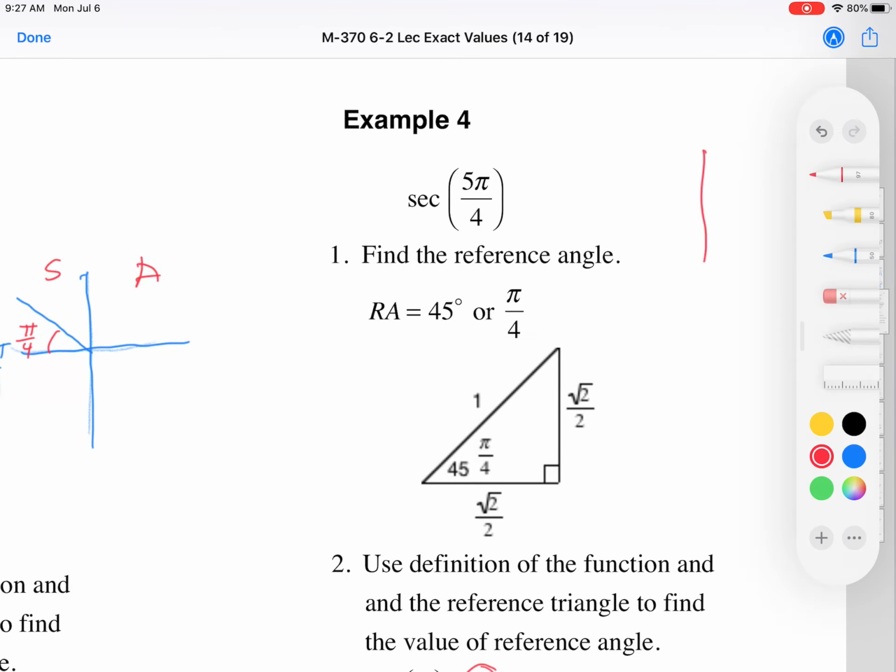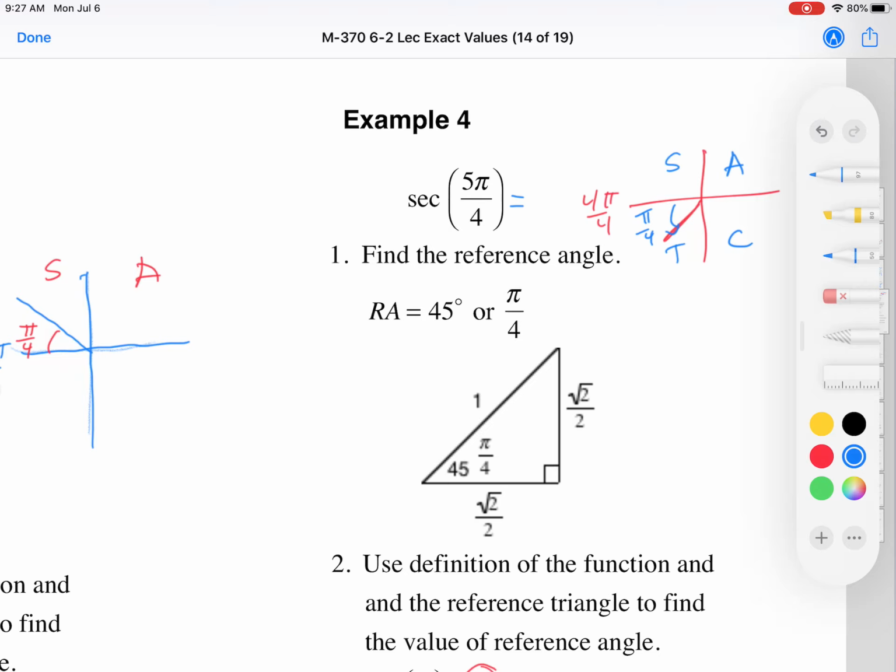5 pi over 4, really close to 4 pi over 4. Where is it? It's pi over 4 beyond. So my reference angle is pi over 4. That's the whole point of the reference angle. So you know that it's related to pi over 4. Now remember, all students take calculus. Everything's positive in the 1st quadrant. Students, only sine's positive in the 2nd quadrant. Everything else is negative. Sine and its flip, cosecant.